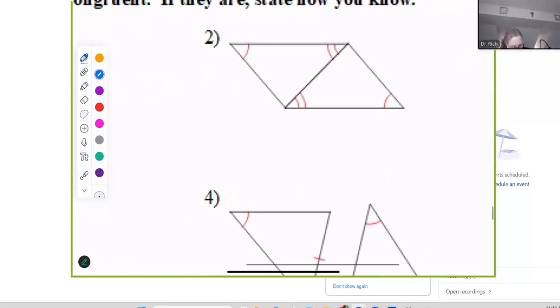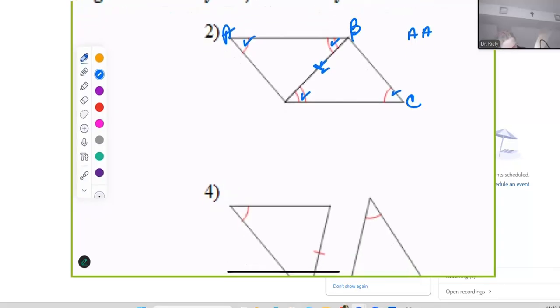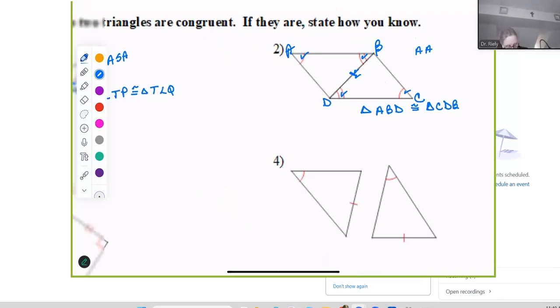Okay, look at this next one. Mark your common side. That's going to give me angle, angle, side, and the same angle, angle, side here. So I have angle, angle, side congruency. So let's label our vertices A, B, C, D. So if I say triangle, single angle, double angle, blank angle is congruent, I have to do the same thing. Triangle, single, double, blank. Got it. That's my congruency statement.